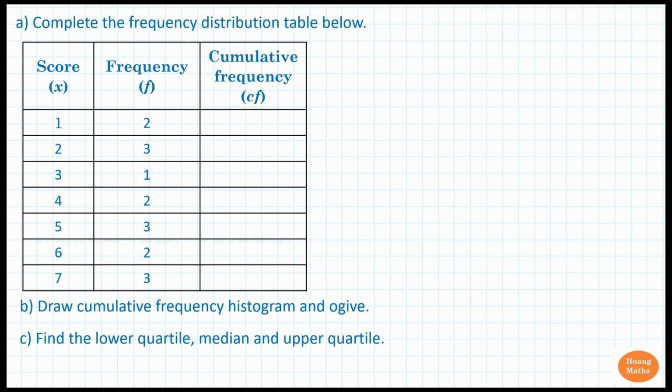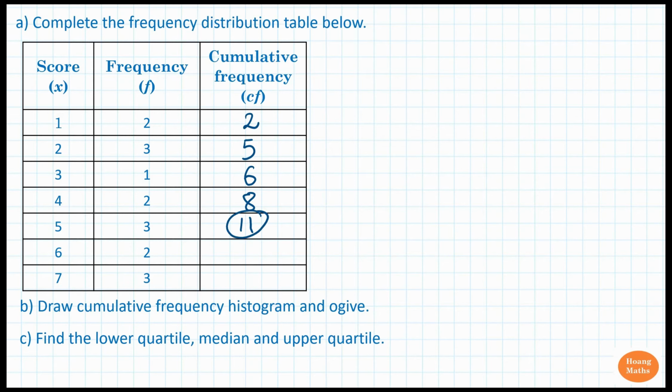So to work out the cumulative frequency column, first we start from this number here, which is 2. And then we go 2 plus 3, which is 5. And to work out the next one, we use 5 plus 1, which is 6. And then 6, we add 2, and that is 8. Then we go 8 plus 3, which is 11.